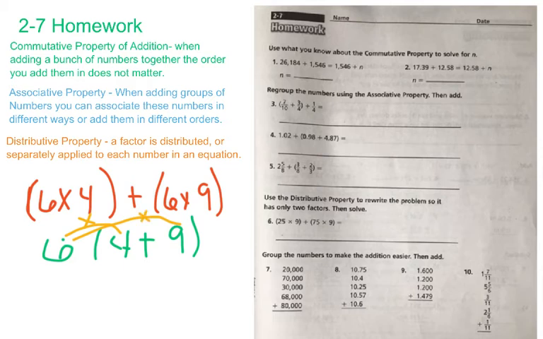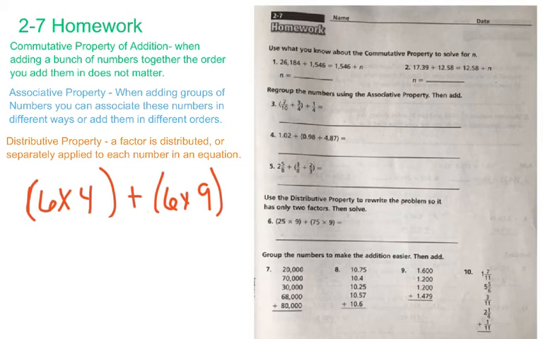If you do it that way, we know 6 times 4 is 24, plus 6 times 9 is 54, and 24 plus 54 is equal to 78. If you were to evaluate this same expression without the distributive property, without pulling the 6 out, and just evaluate the expression as is, you're still going to get the same answer. 6 times 4 is equal to 24, plus 6 times 9, which is equal to 54, and that is equal to 78. So your answer is still the same.